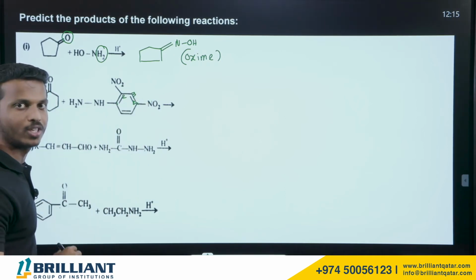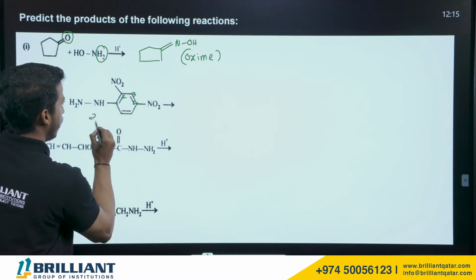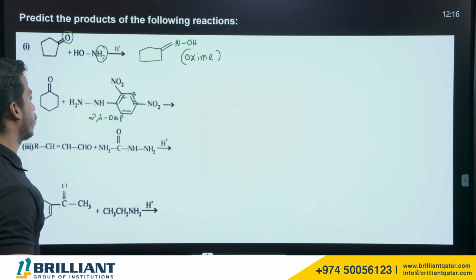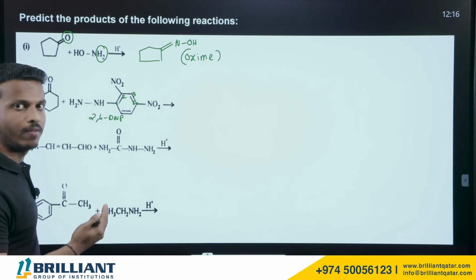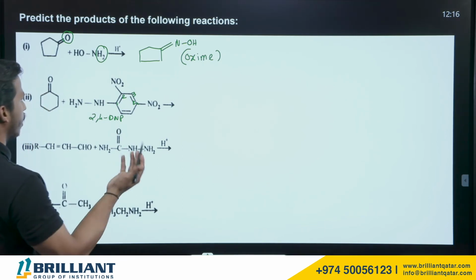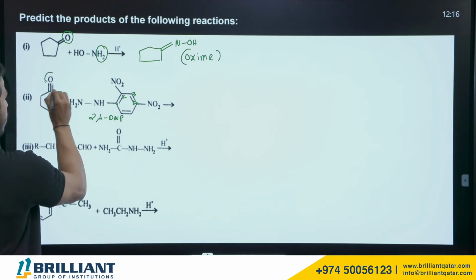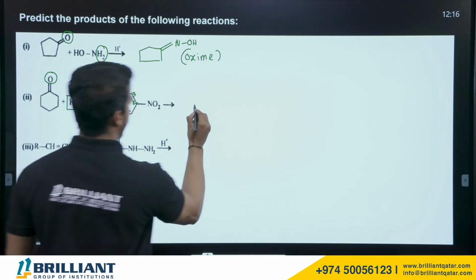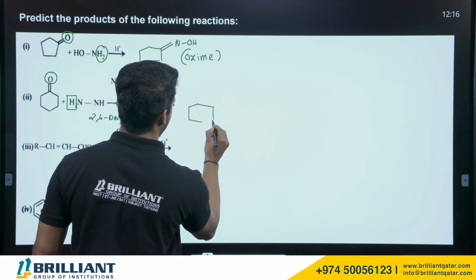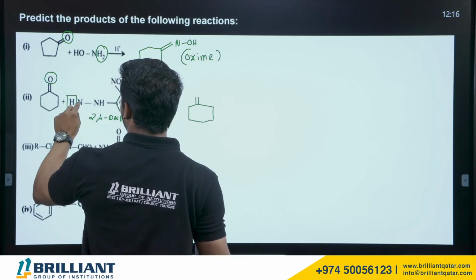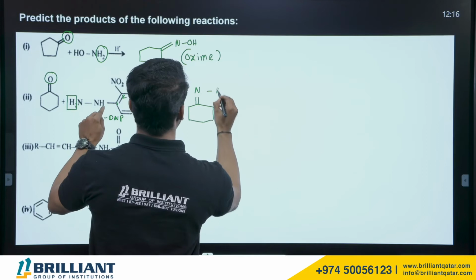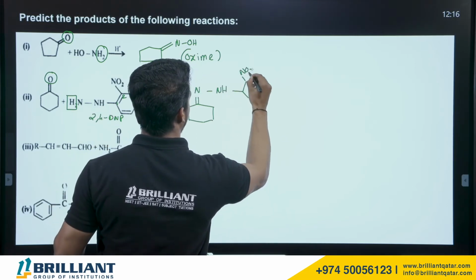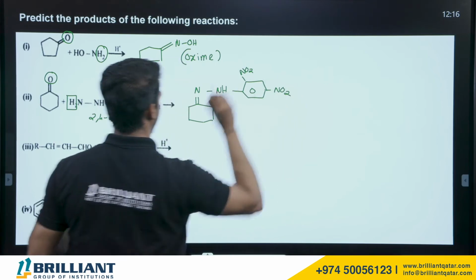2,4-dinitrophenylhydrazine we studied before. This is called 2,4-DNP. The 2,4-DNP test is given by both aldehyde and ketone. So here also you have to do the same procedure. Take this oxygen, take this H2, remove water, club the remaining compound. Here cyclohexane, double bond, N, remaining N, NH, the phenyl ring, nitro group, finish.